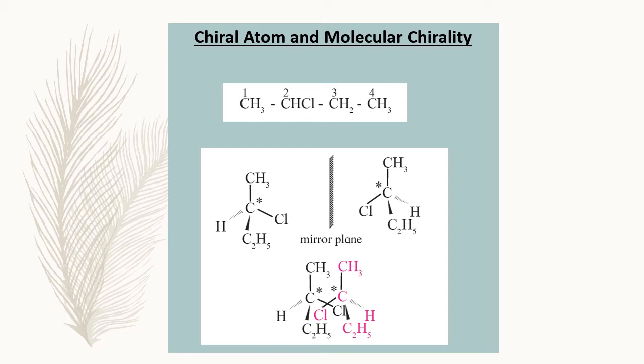The plane of polarization rotates either to the right, that means clockwise direction, or to the left, that means anti-clockwise. This property of a substance by which it rotates the plane of polarization of incident plane polarized light is known as optical activity. And the compounds which rotate the plane of plane polarized light are called optically active compounds.